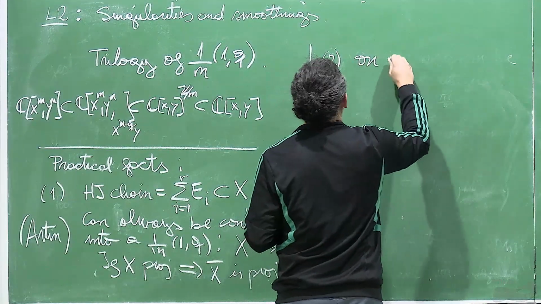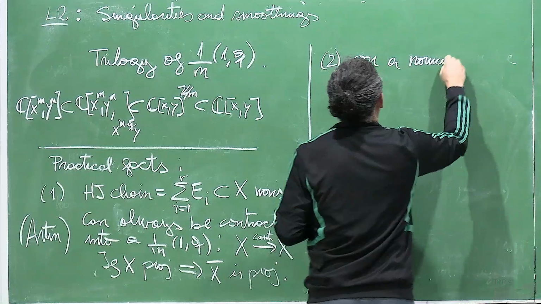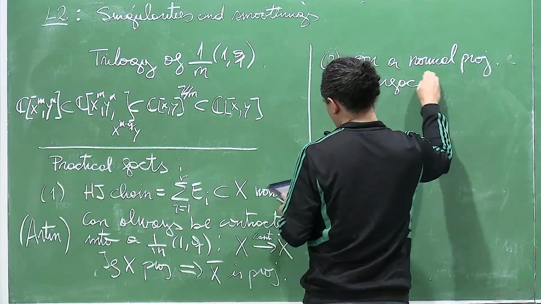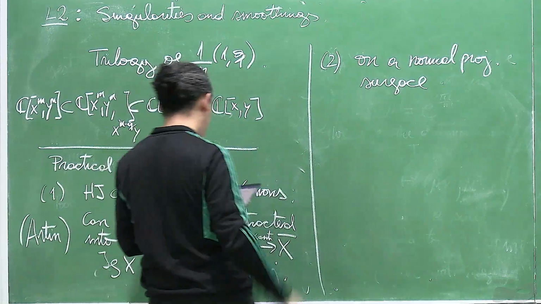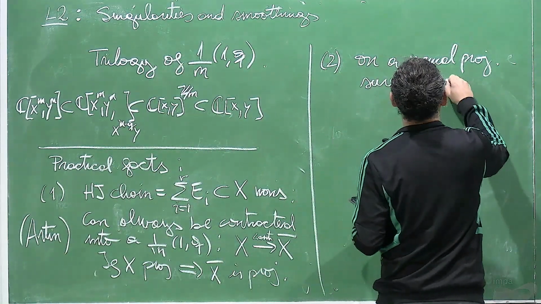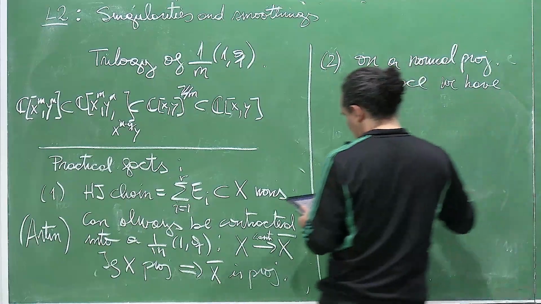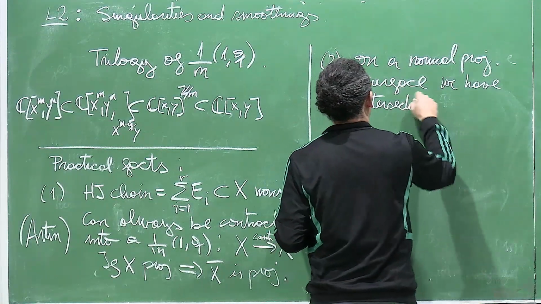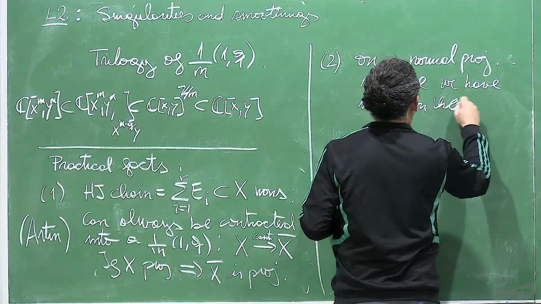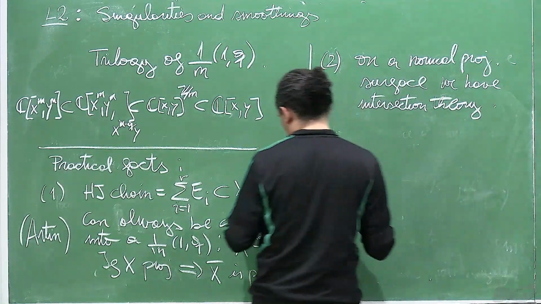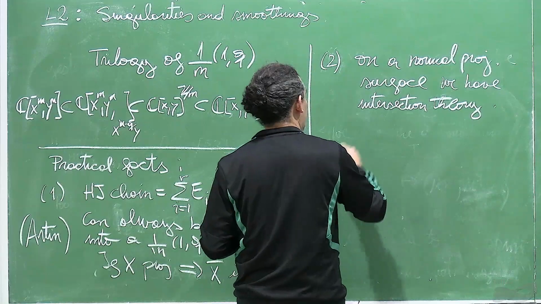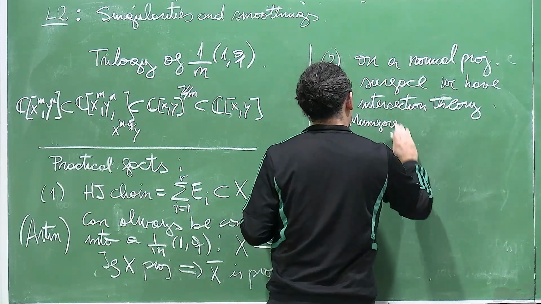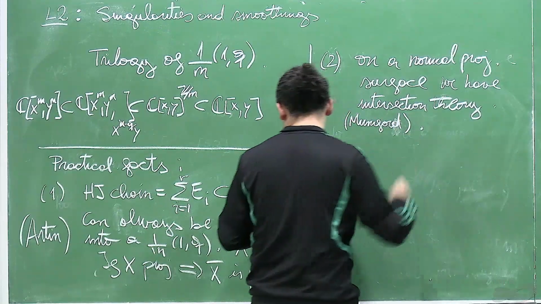So on a normal projective surface, so like this one, we have intersection theory. So this was defined by Mumford. And I will explain how this works.